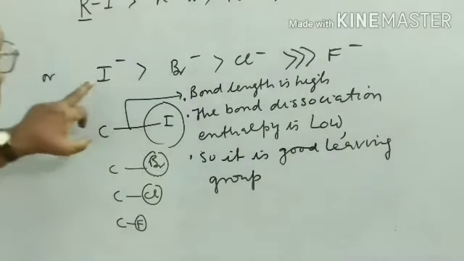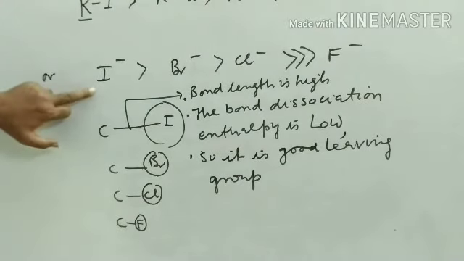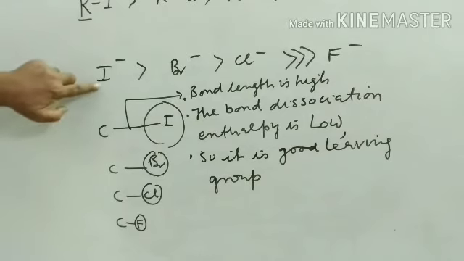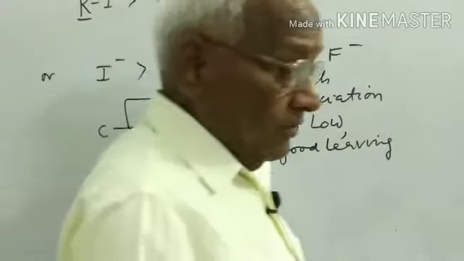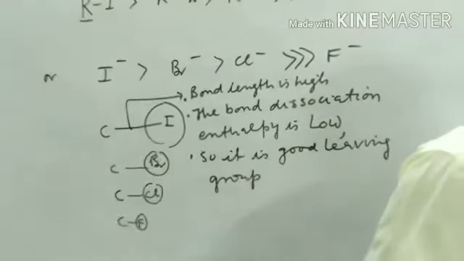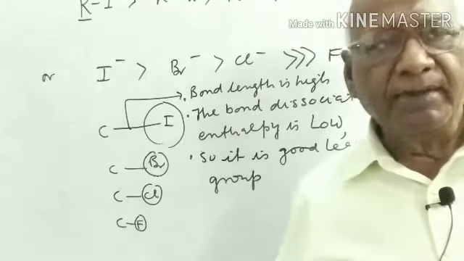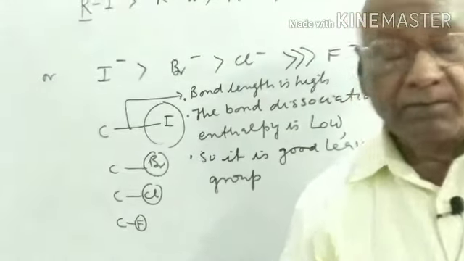So this is the order of leaving tendency. The halide ion which is larger in size has a good tendency to go out. And when it goes out very fast, it means the reaction is taking place very fast. It means the SN2 reaction proceeds with good speed.